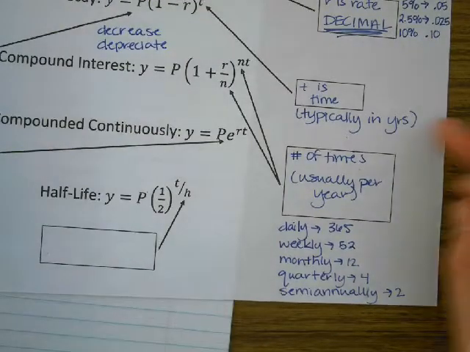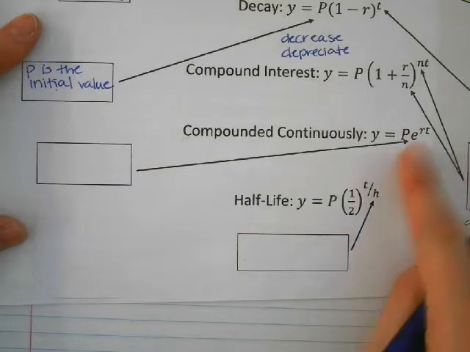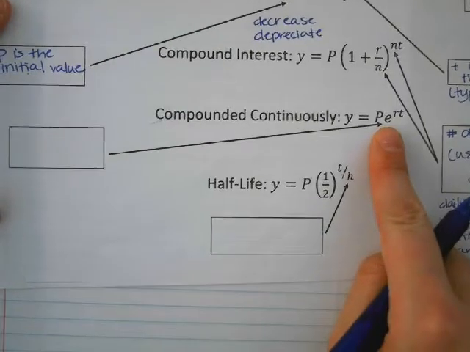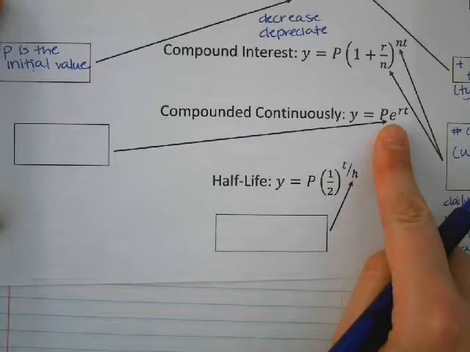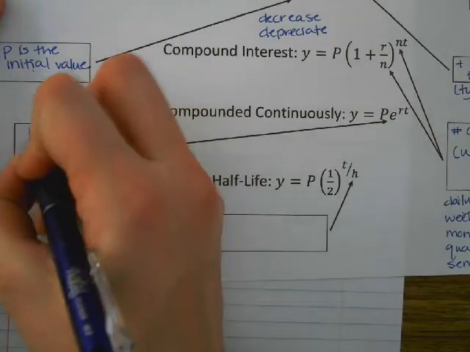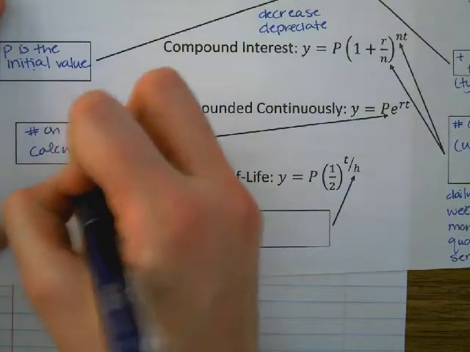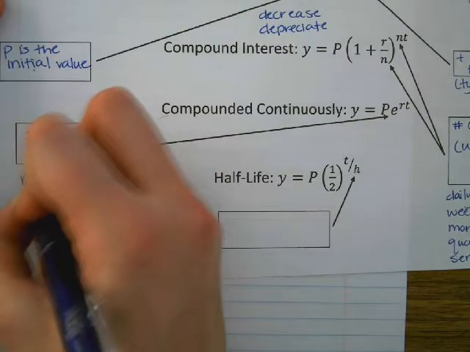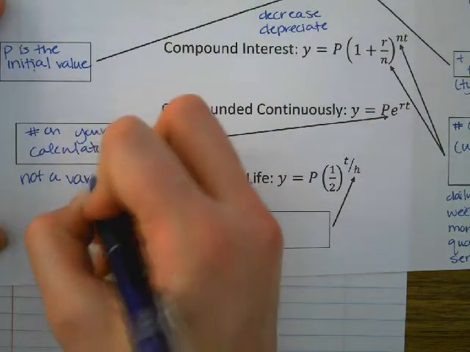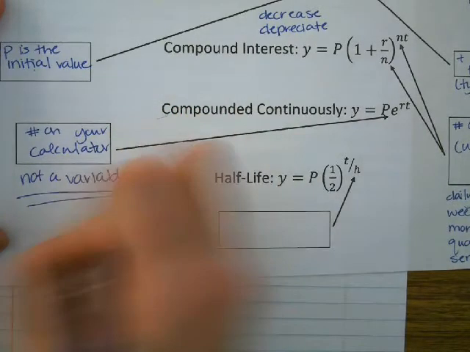All right. How about this letter e? What does this letter e stand for? Is it a variable? Does it stand for something? It's a base. It's a number on your calculator. This is not a variable. It's the opposite of ln.